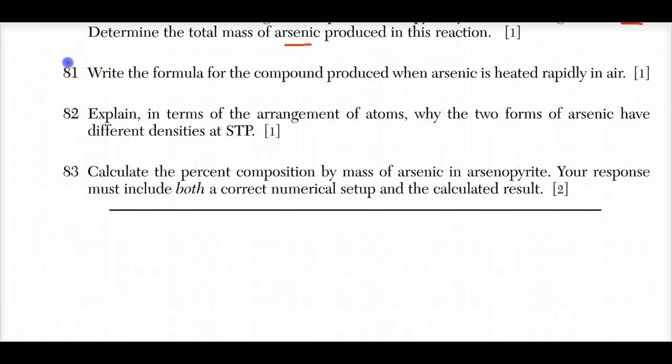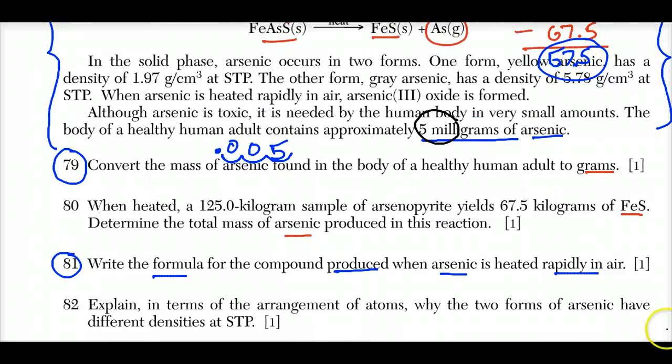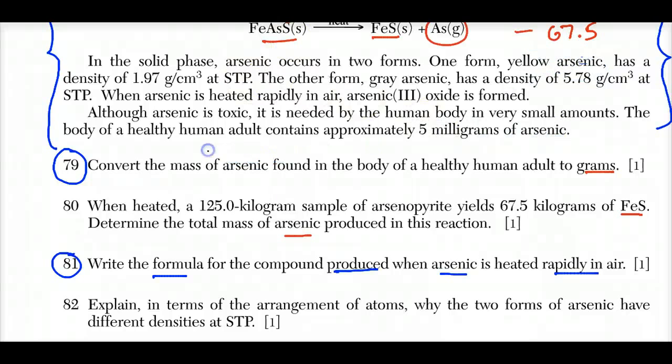Number 81. Write the formula for the compound produced when arsenic is heated rapidly in air. Okay, well, let's think about this. I don't see arsenic being heated in air, but I believe in my blurb here, they're going to have to tell me something. So we have arsenic is toxic in small amounts. Okay, hold on. Gray arsenic is the density of this at STP. When the arsenic is heated rapidly in air, arsenic(III) oxide is formed.